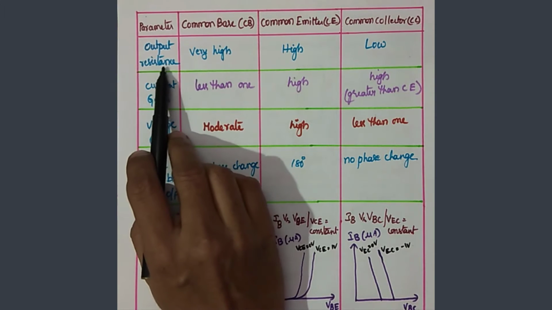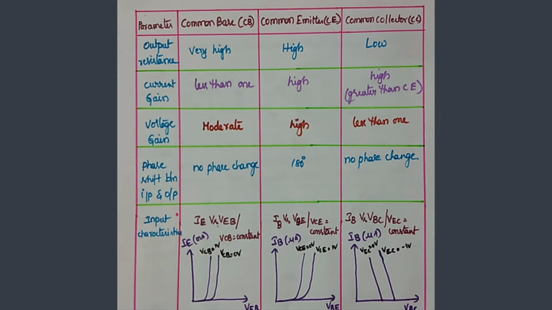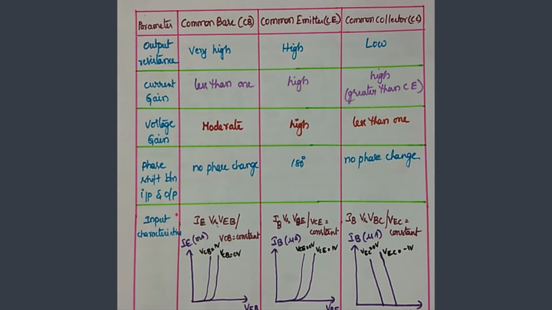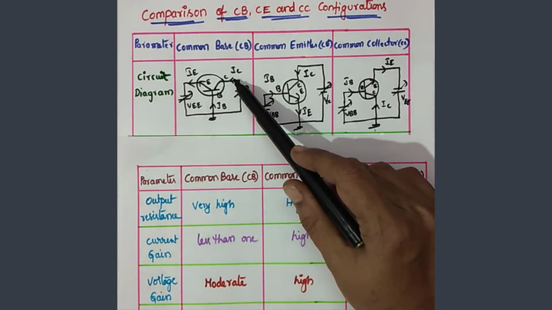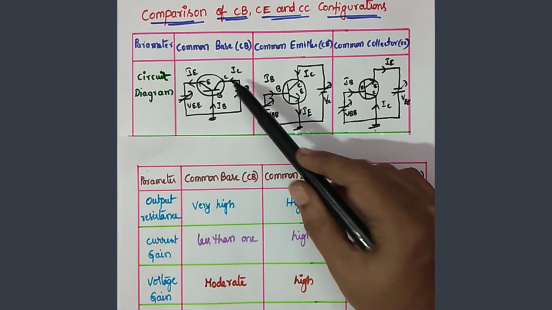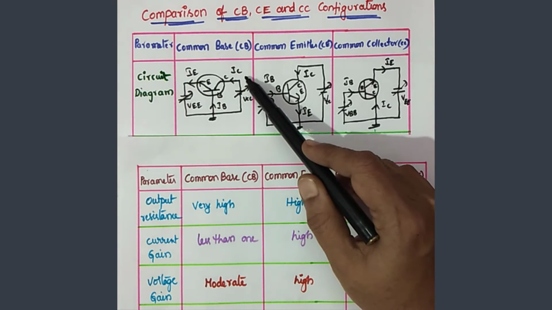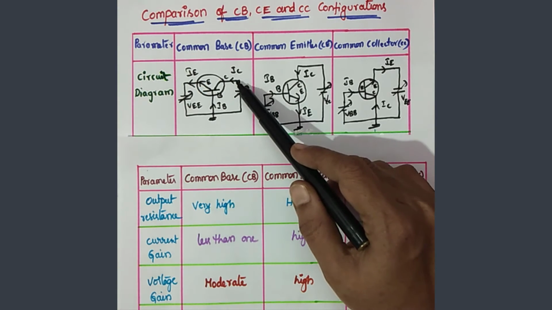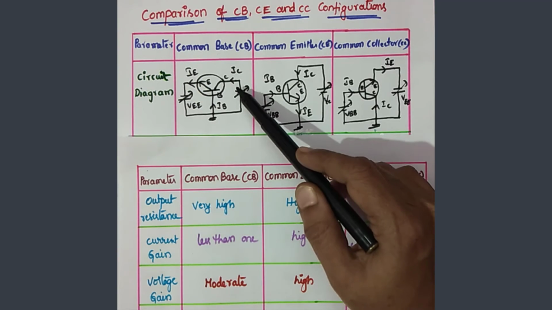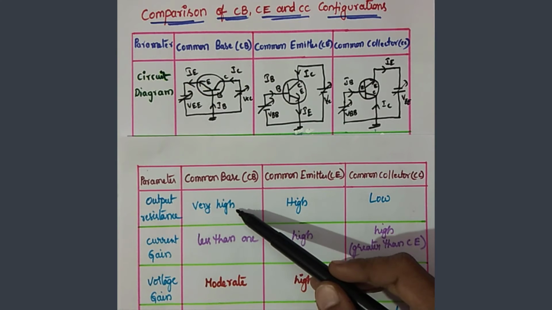Then the next parameter is output resistance. Why is the output resistance very high in common base? If you observe the circuit, the output is at collector and the grounded terminal is base. So you have to take output at collector in common base. Collector is always reverse biased. So at reverse bias, you are going to have less current. So that is the reason you have high resistance. Very high.